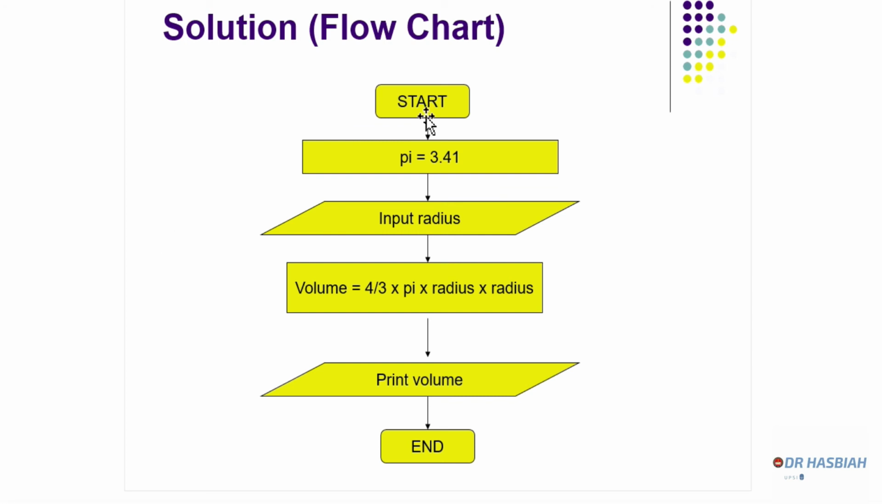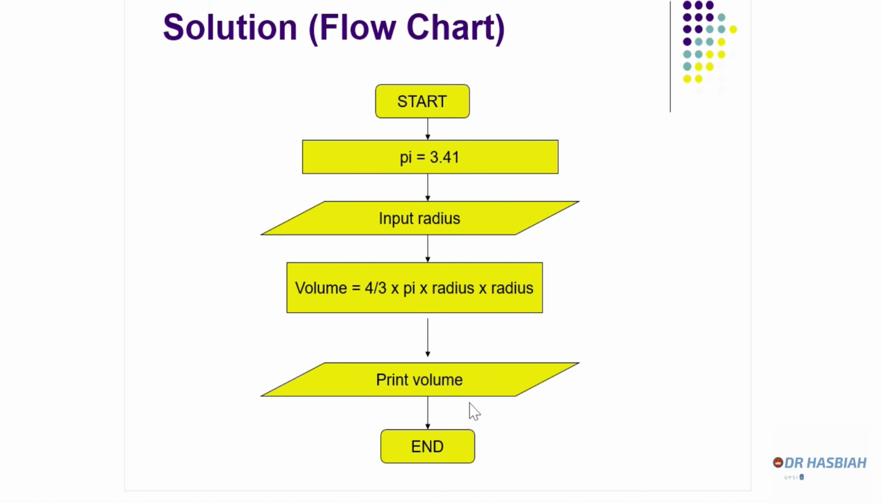You have the terminal, start and end. Then we are given the pi, so you have to put pi equal to 3.41 here, then input radius, use the input symbol, and then process, use the process symbol. Volume equal to 4 over 3 times pi times radius, and then print the volume. So you get the volume after you input the radius here.